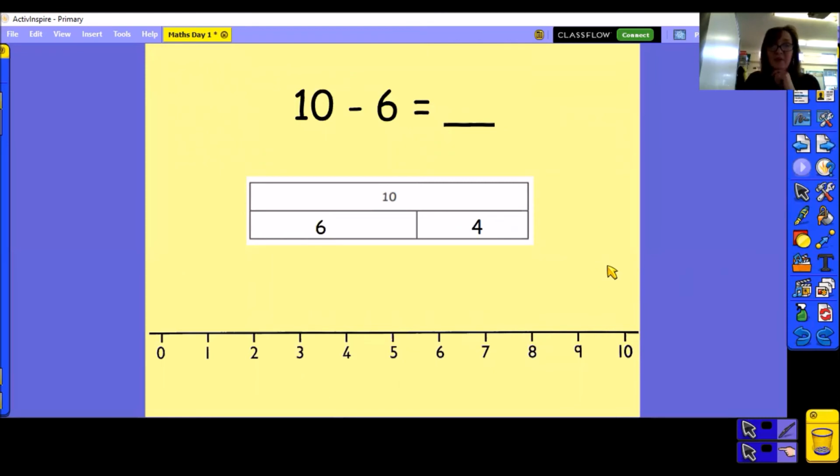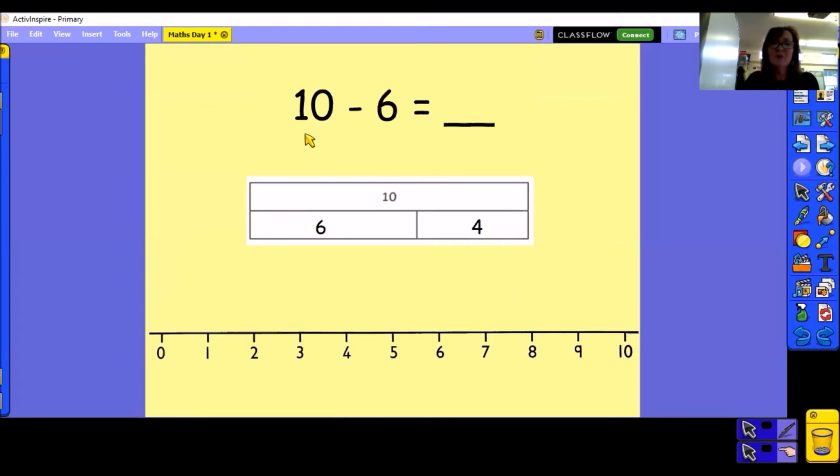How did you get on with that problem? I'm sure you did really well. So now we're going to have a look at using the bar method and using our number bond knowledge that we have been learning about, and greater than and less than, to work these out.